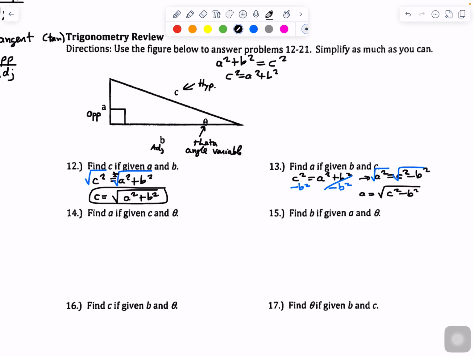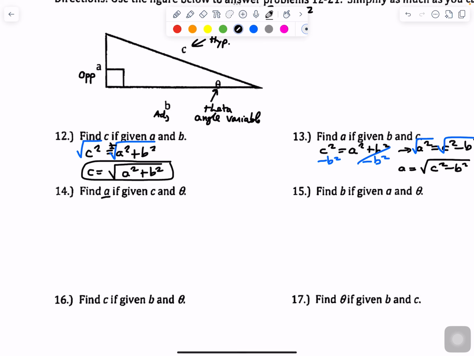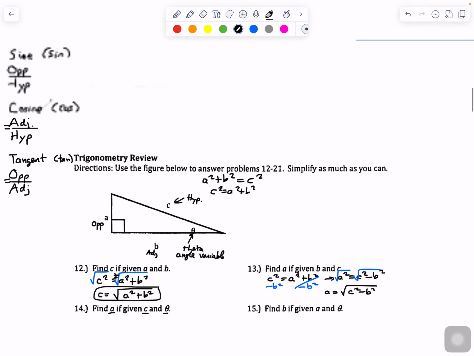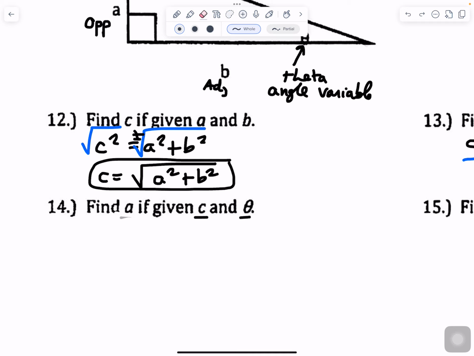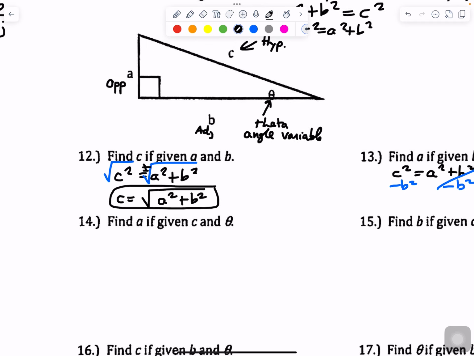Okay, now what if we're looking for a side, but we're given another side and an angle? Well, anytime an angle is involved, now we have to use right triangle trigonometry. In other words, we have to use our sine, cosine, or tangent ratios. Now, which one do we use? Completely depends on the information given. So for instance, I'm trying to find a if given c and theta.